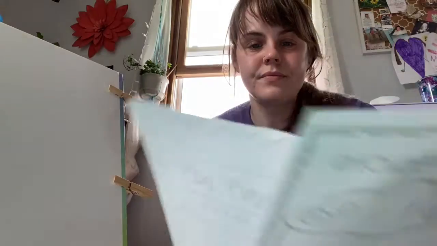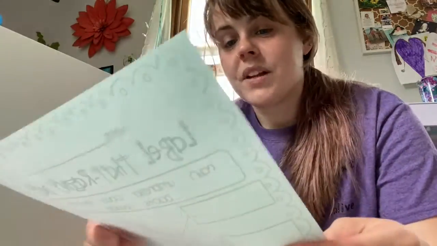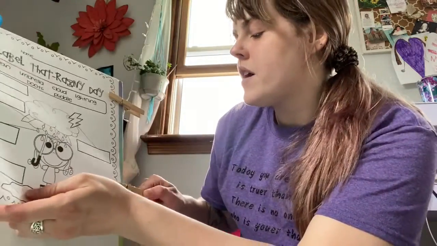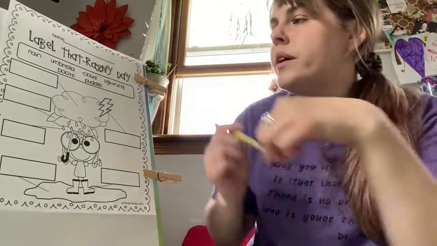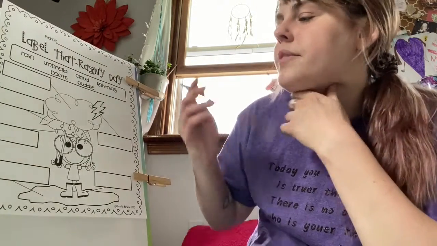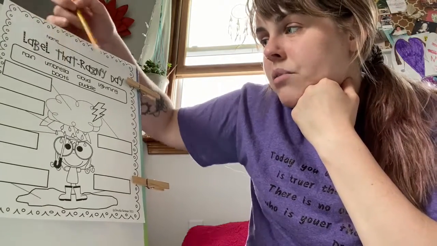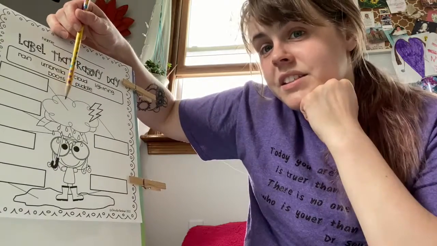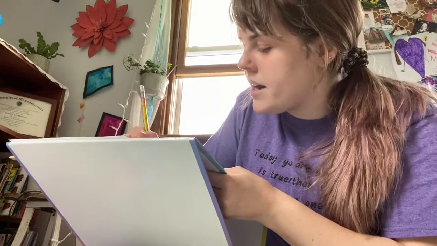Oh, we also have our label a rainy day. So it has a bunch of words in the word bank, and it has arrows pointing to different things. So let's see. So this top one is pointing to this big fluffy thing right here. What's that usually called? It has rain coming down from it. We have rain, umbrella, cloud, lightning, boots, and puddle. Let's see. What is this big fluffy thing? It's a cloud. So I'm going to write cloud right in there.